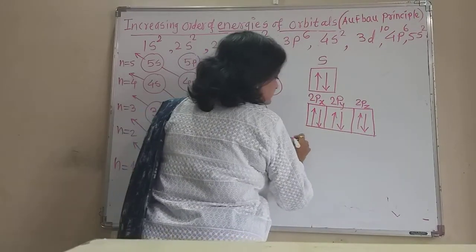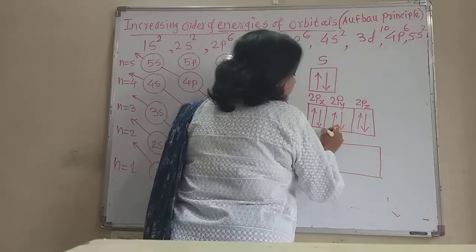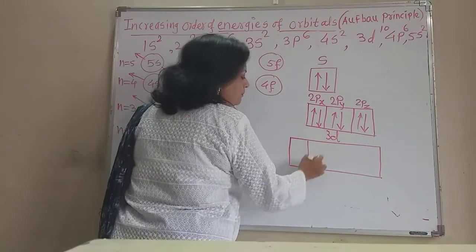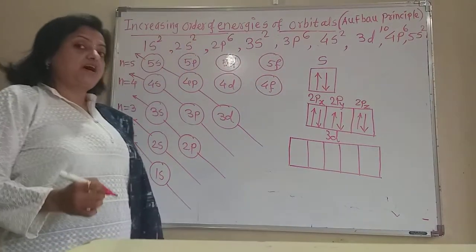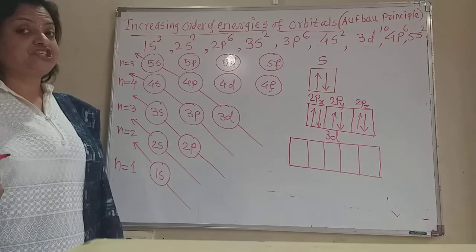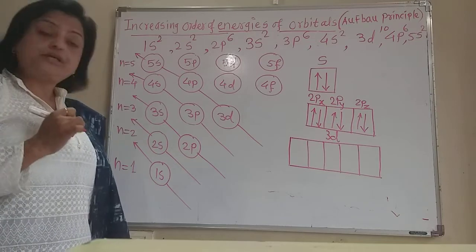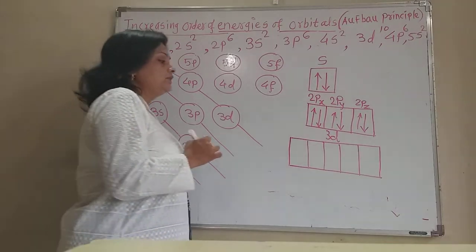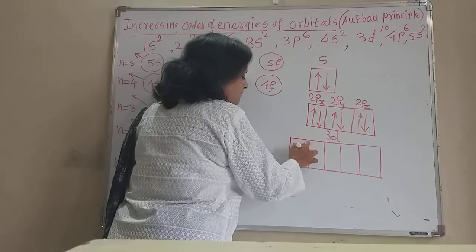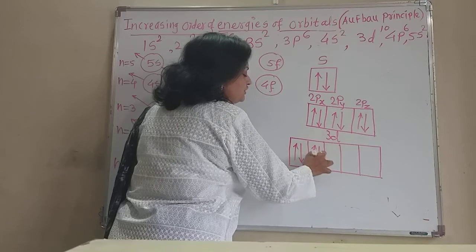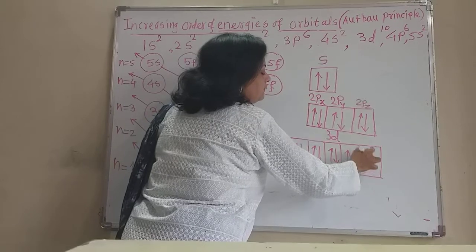Suppose this is the d orbital, any d orbital, but I write here suppose this is the 3d orbital, and it has 5 different d orbitals, that is dxy, dyz, dxz, dx square y square and dz square. We already saw the shapes of these d orbitals. Now there are 5 types of d orbitals. Each orbital contains a maximum of 2 electrons with opposite spins. They are anti-parallel.